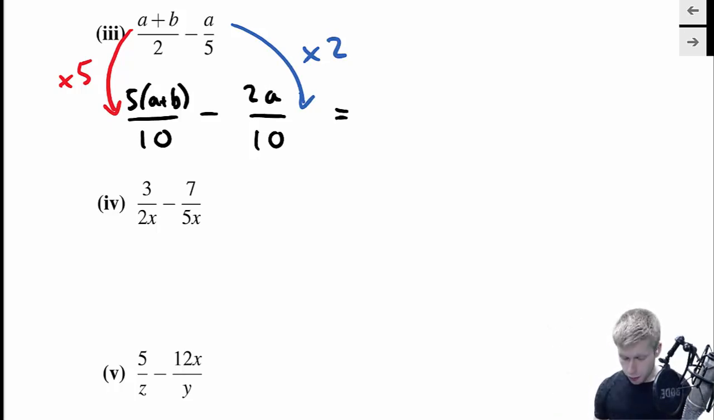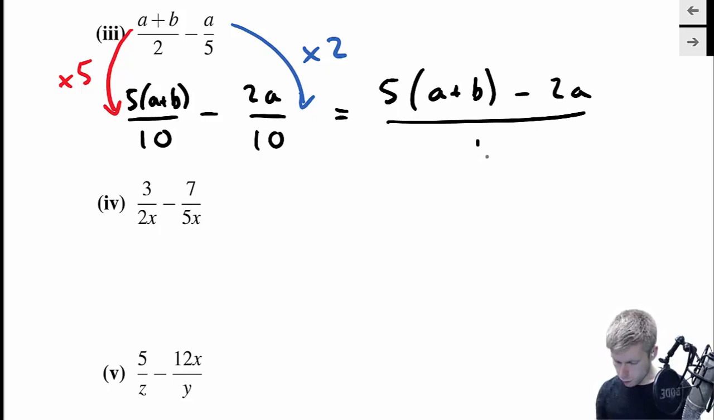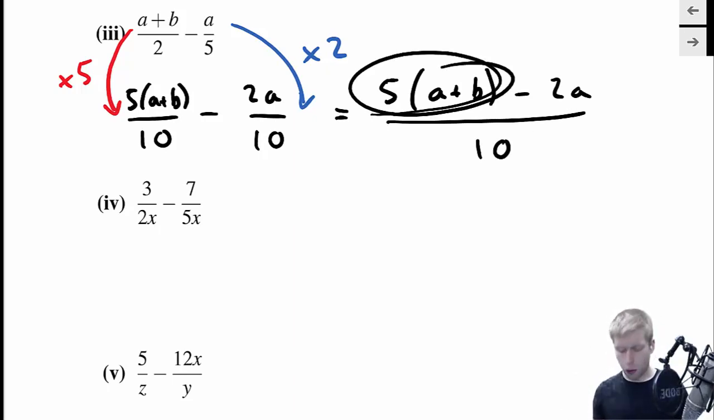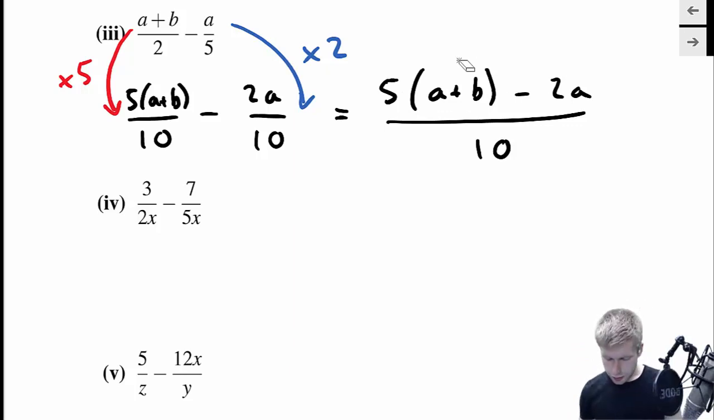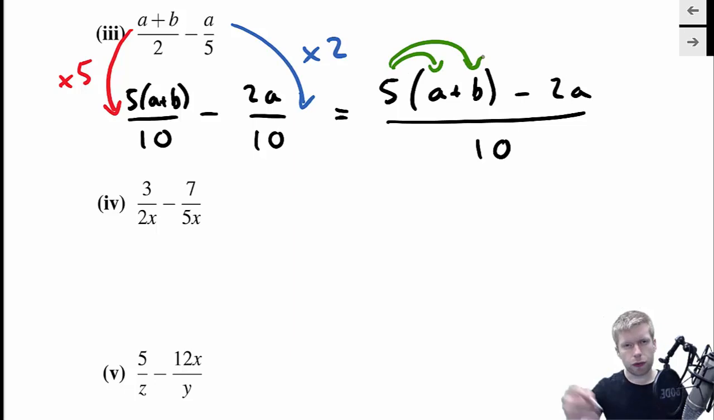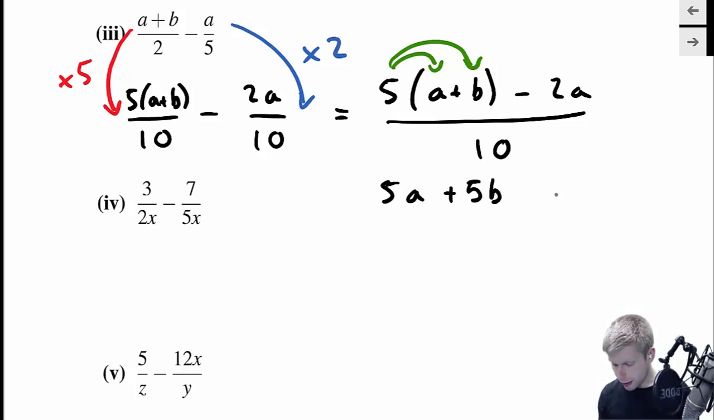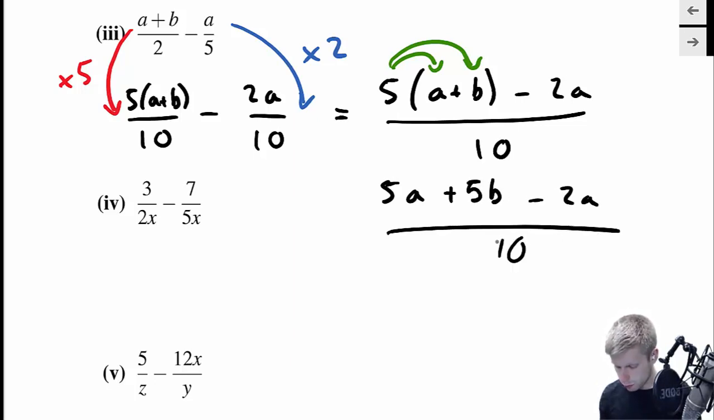Now this is really what I end up with here. So I end up with 5 multiplied by a plus b minus 2a, and that's all over 10. Now just be careful here, I could also expand this bracket out, like I could simplify. So this 5 has to visit everything inside the bracket. So 5 multiplied by a gives me 5a, and 5 multiplied by b gives me 5b, and everything else stays the same, so it's still all over 10.